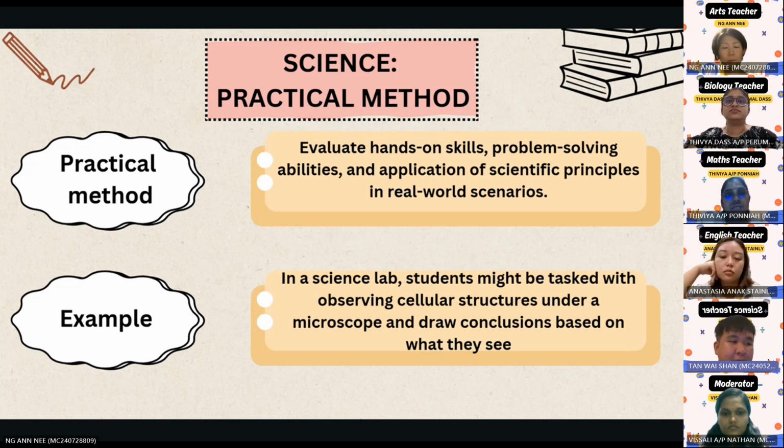For example, in the science lab, we can ask the students to use the microscope to observe cells. This not only tests their knowledge, it also tests their observational skill, critical thinking, as well as their ability to interpret the results. When they see this structure, they should know what it is. So it actually tests the student.